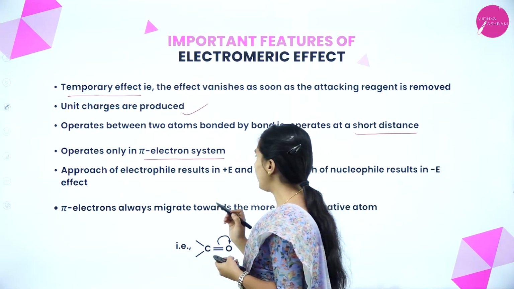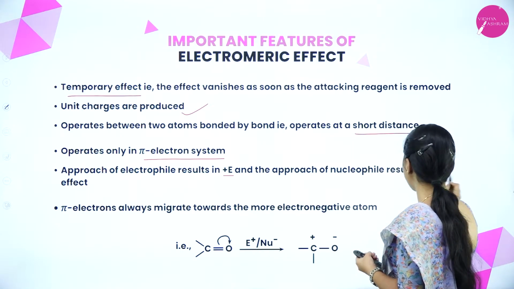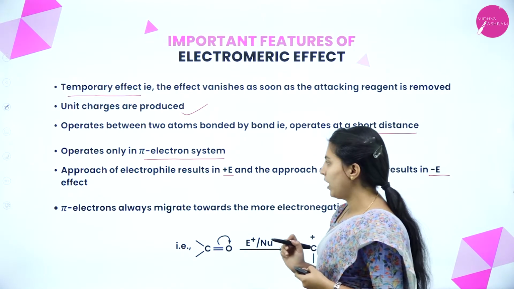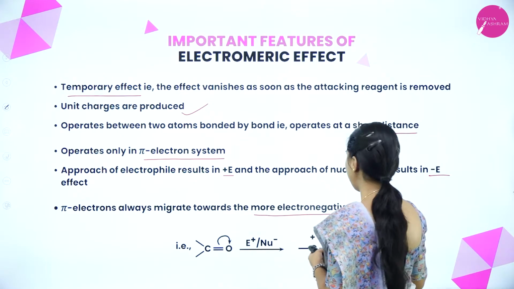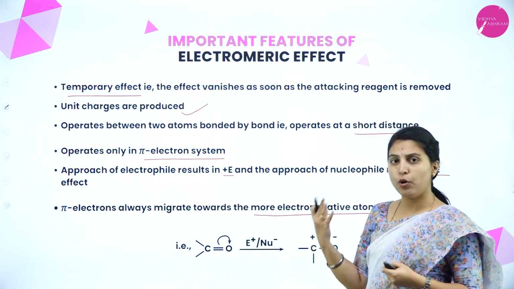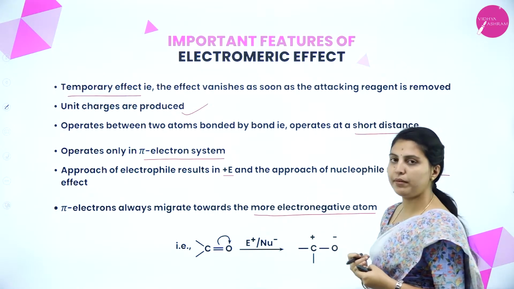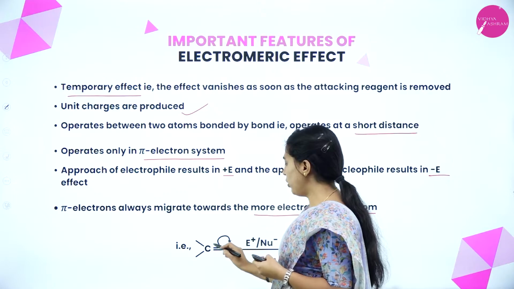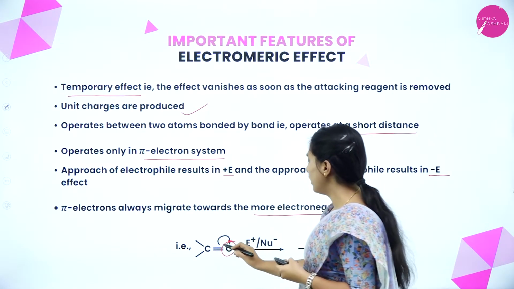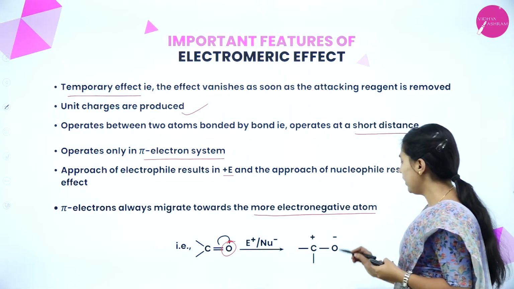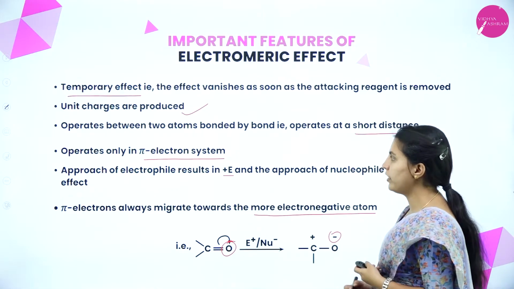Approach of an electrophile results in plus E and approach of a nucleophile results in the minus E effect. And pi electrons always migrate towards the more electronegative atom. Wherever the more electronegative atom is present, the pi electrons will migrate there. See here, in this pi bond, the pi electrons will be moving towards the electronegative atom, oxygen, which is more electronegative. Here also it will be added, meaning electron rich will be there.